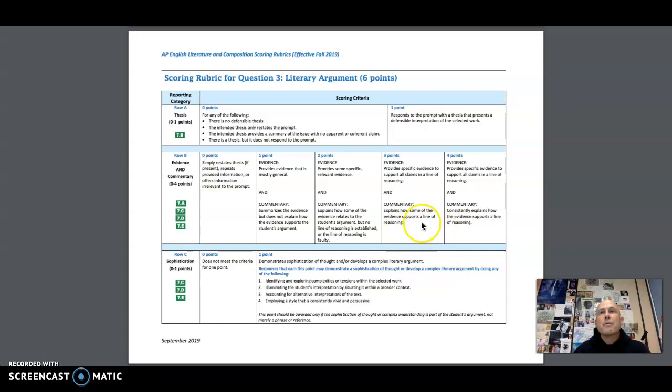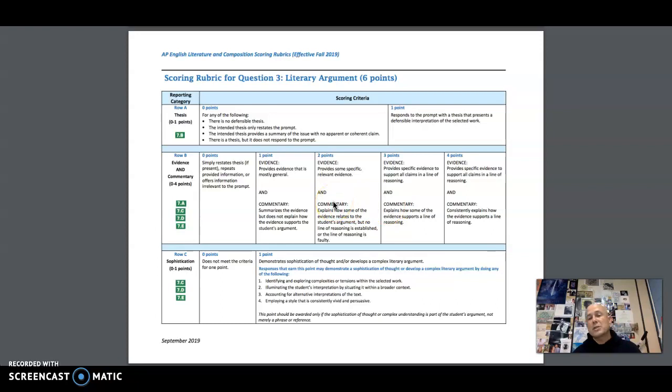So in a 3 or a 4, you're not only providing evidence, but you're making explicit how that evidence supports that line of reasoning, how it supports those claims that you're making. And that's really the key distinction here. It seems like it would be easy. When we look at the rubric, you're like, okay, I'll provide my evidence, then I'll just explain how it works. It's a lot harder to do, especially in a time situation. All of this is infinitely more complex when you have that pressure of time over you. Okay, so evidence and commentary.